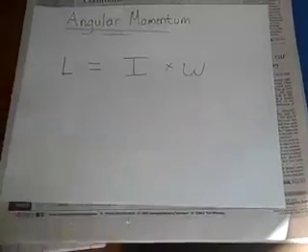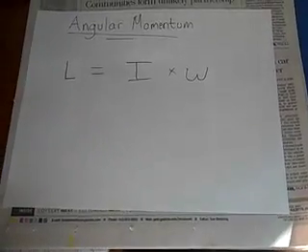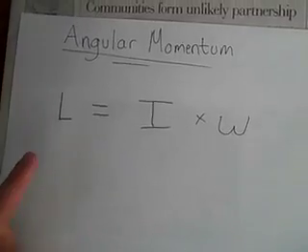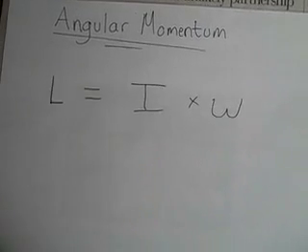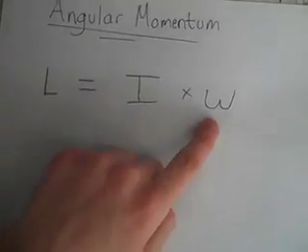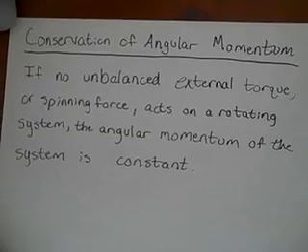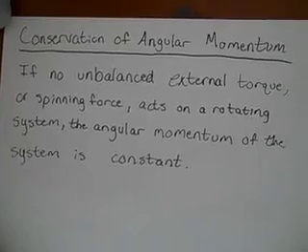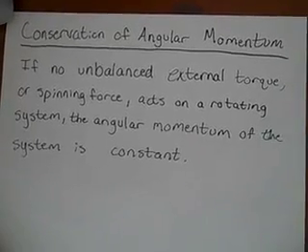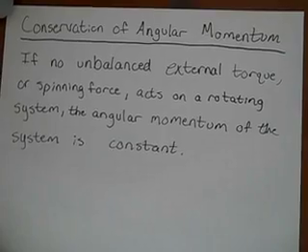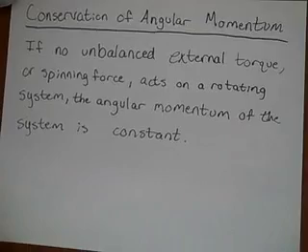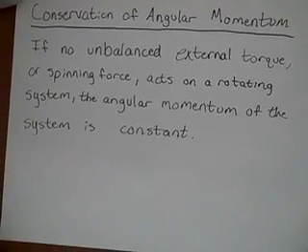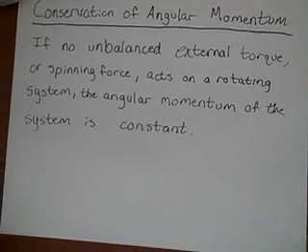An object's moment of inertia, I, is the measure of an object's resistance to change in its rotation. Angular momentum L increases as either the moment of inertia, I, increases, or the angular velocity, W, increases. Another concept that goes along with angular momentum is the concept of the conservation of angular momentum. The definition for the conservation of angular momentum is if no unbalanced external torque or spinning force acts on a rotating system, the angular momentum of the system is constant.